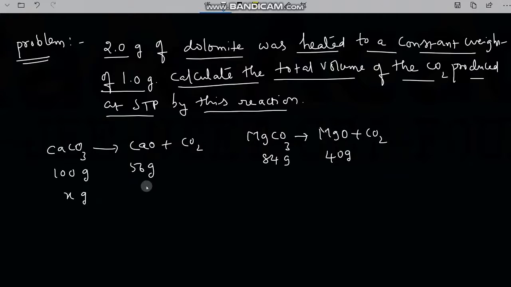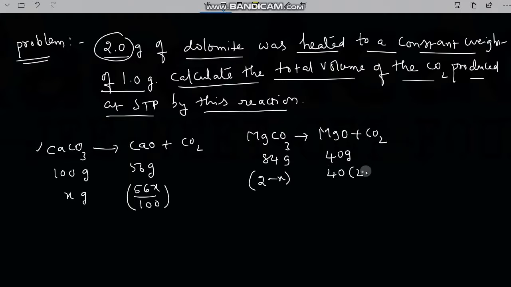Assuming x grams is the mass of calcium carbonate, as per the problem the total dolomite is 2 grams, so the magnesium carbonate mass will become 2.0 minus x. Now, what is the mass of calcium oxide in the first equation? That is nothing but cross multiplication. It will be 56x by 100 is the mass of calcium oxide obtained. In the second equation, it will be 40 into (2 minus x) by 84 is the mass of magnesium oxide obtained. So, these are the masses.